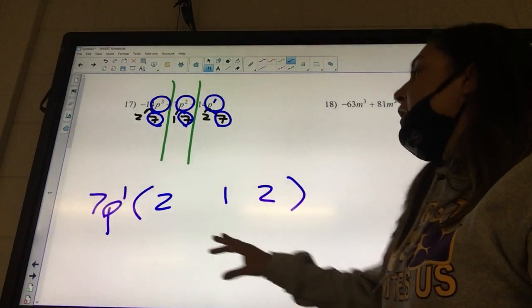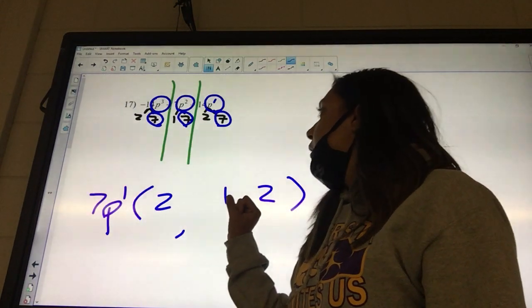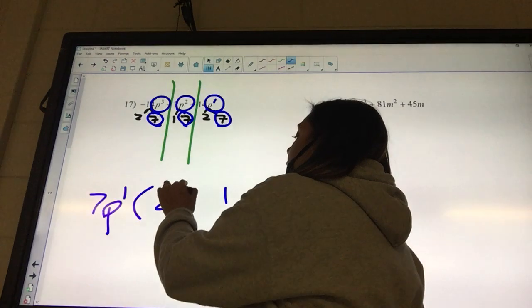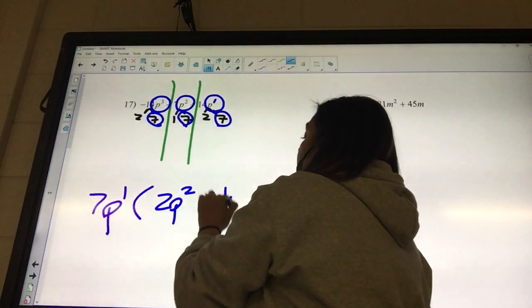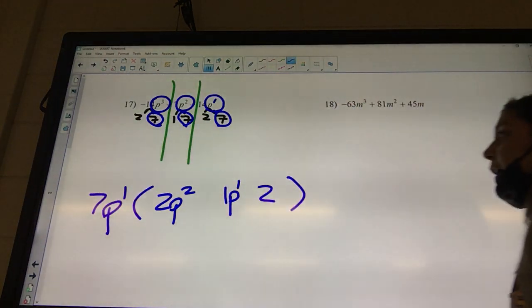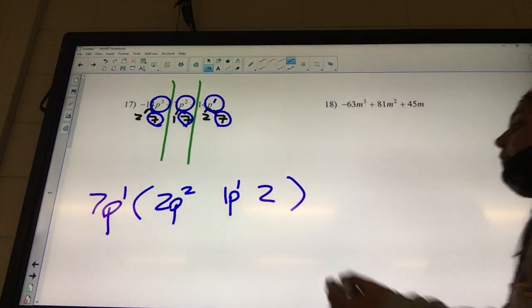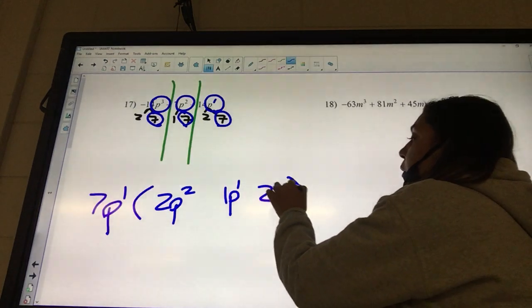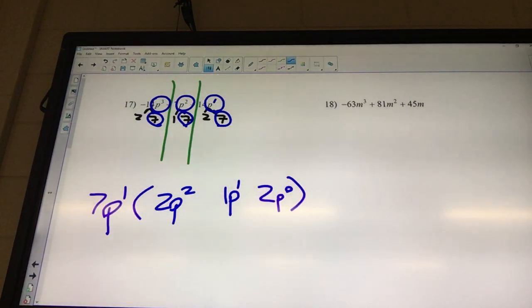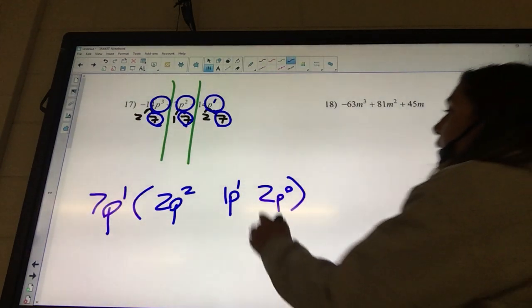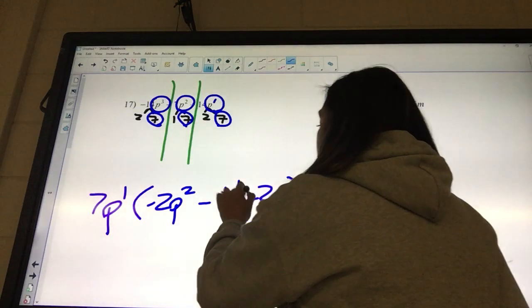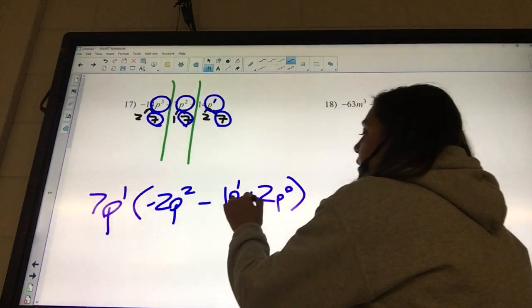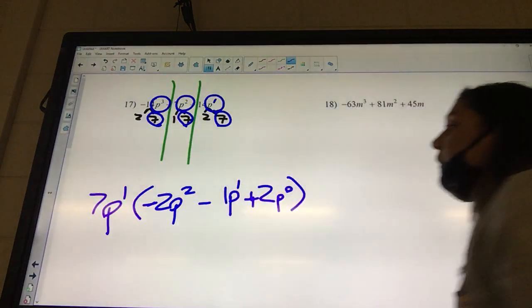How many is the first guy going to have left? 2. P to the 2. How many is the second guy going to have left? 1. P to the 1. And the third guy? 0. None. Okay, so you can put P to the 0 or put none. Okay, and then we put all of our signs back down. So minus, is it minus? Minus, plus. Perfect. Thank you. My marker is so big that I can't see half the time.